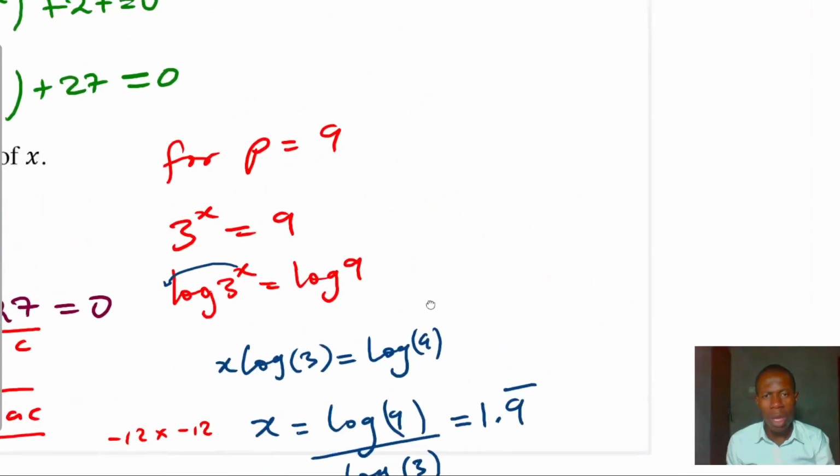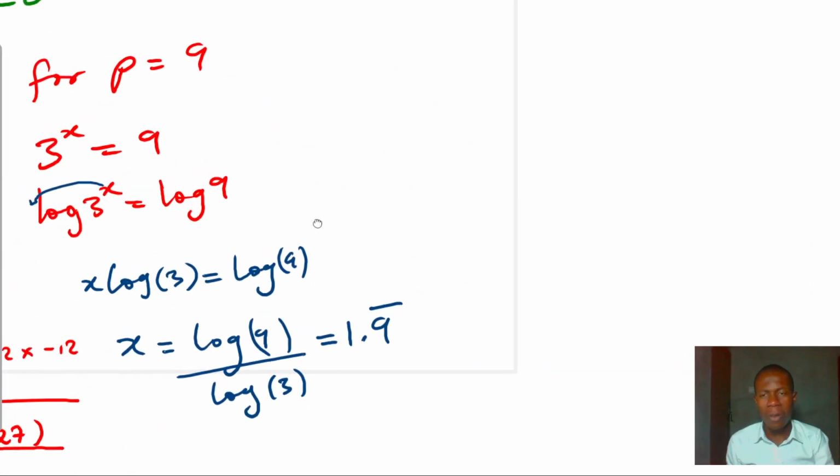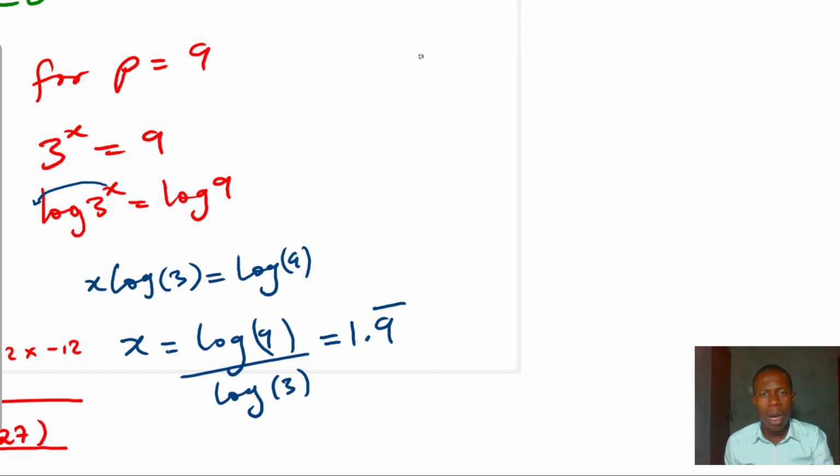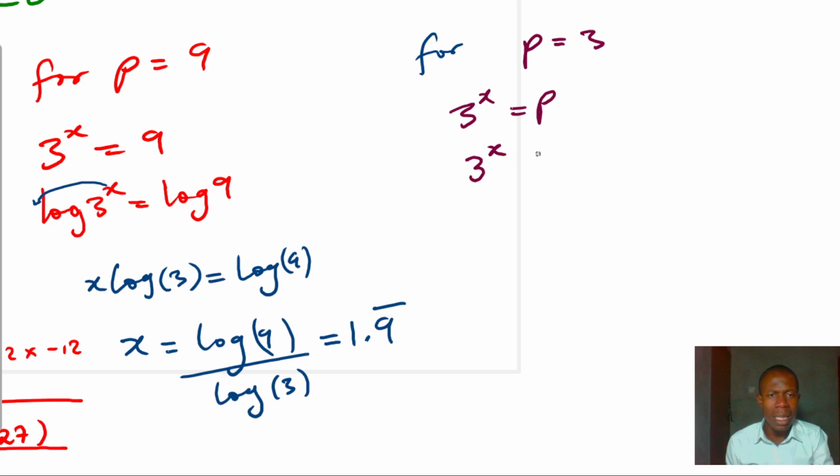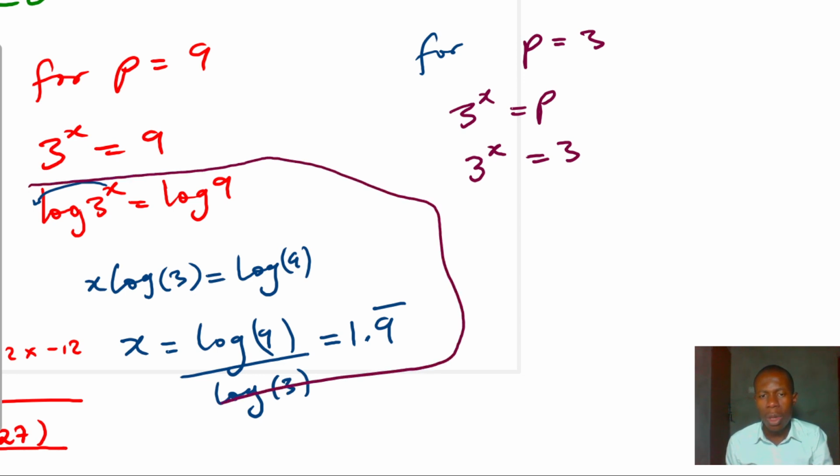Now we also get the other value of x. So this was for p equal to 9. Now for p equal to 3, we have 3 to the power x is equal to p. Where there is p, we can put 3. So this is 3 to the power x is equal to 3. Since the bases are the same, there was no need for us to go this route. Here we could have done the same thing.